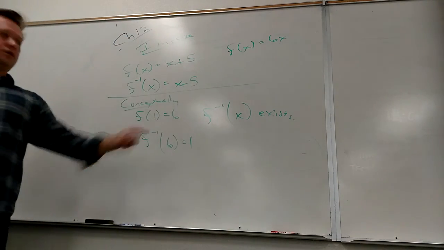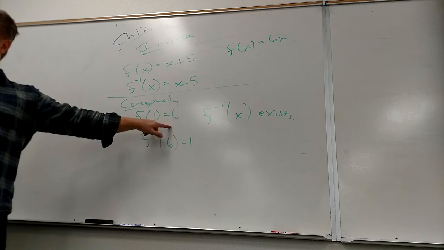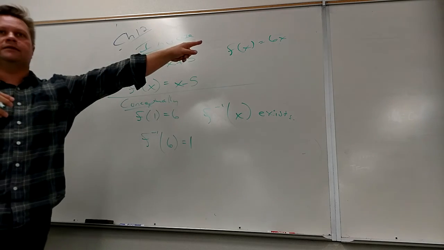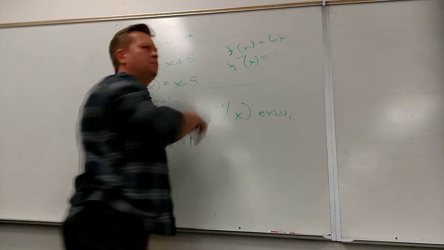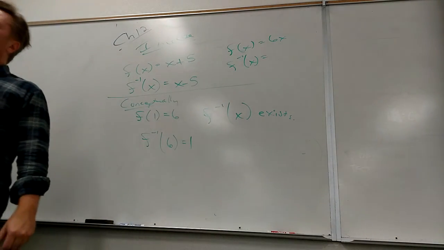What if the function would have been, this is the other option I heard, right? What if that would have been the function? Isn't that still true? When you put a 1 in, do you get 6? Yes. What's your inverse function? This is a simple function. What's the opposite of multiply by 6?